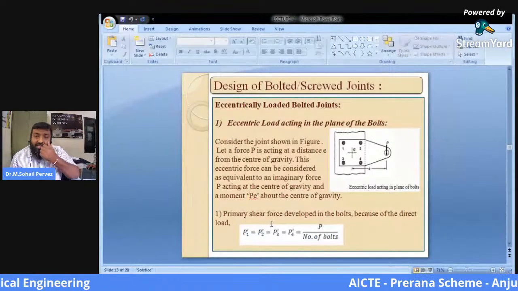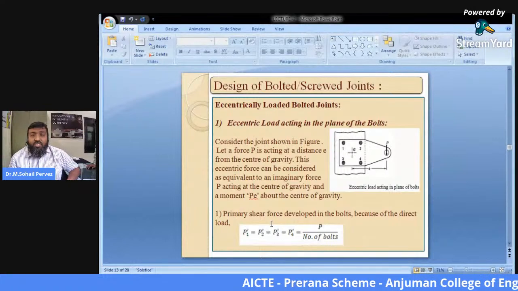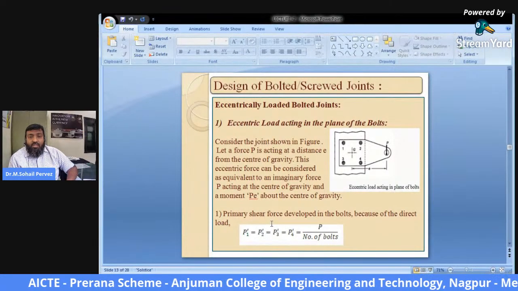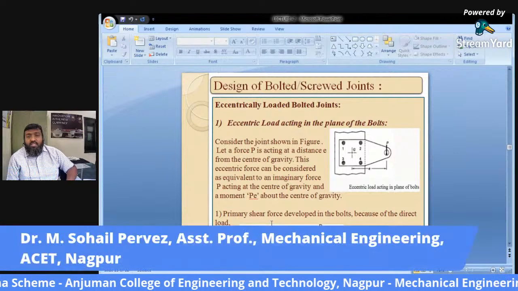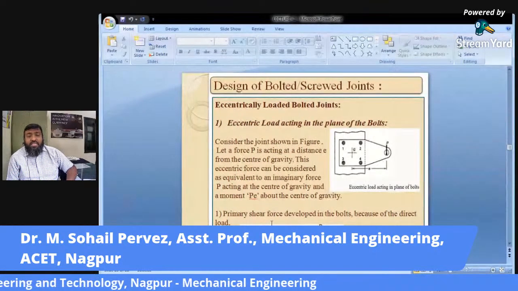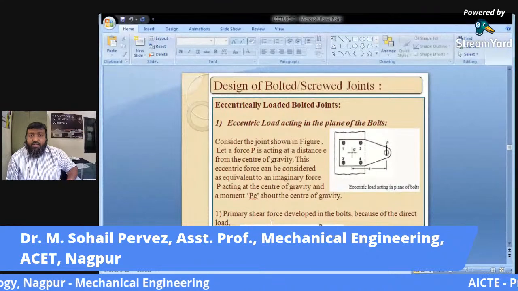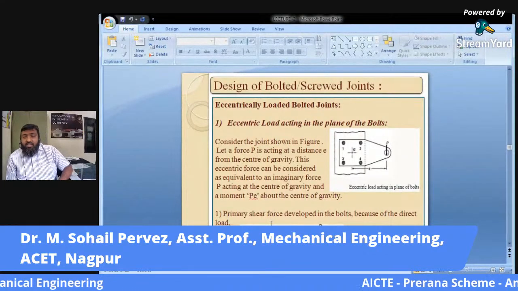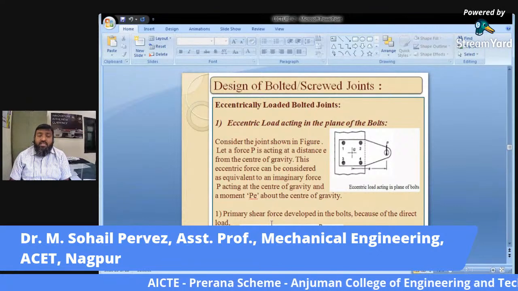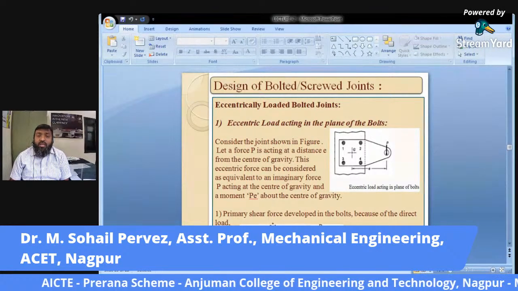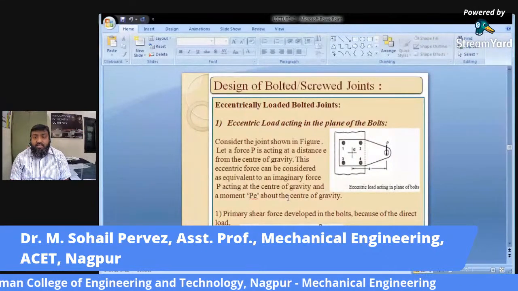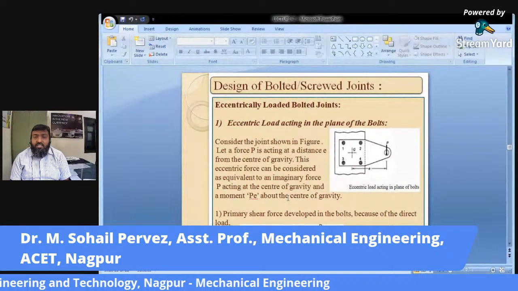So continuing the topic of design of bolted and screwed joints from the previous lecture, today we'll discuss eccentrically loaded bolted joints. Now, when we say eccentric, yesterday we have gone through the eccentricity and we have understood well about the eccentricity of a loaded element. Now, in this slide, I'm repeating these two slides.